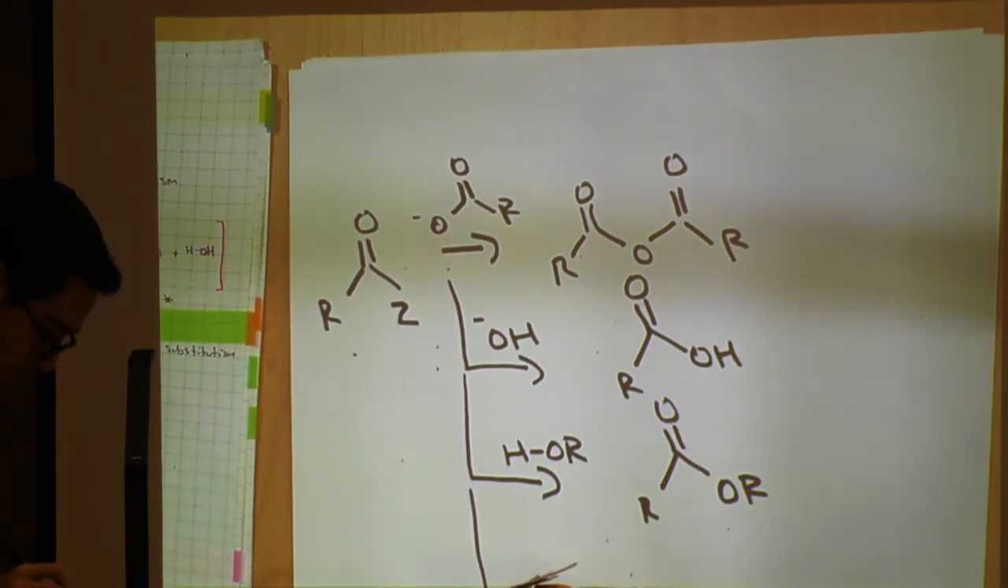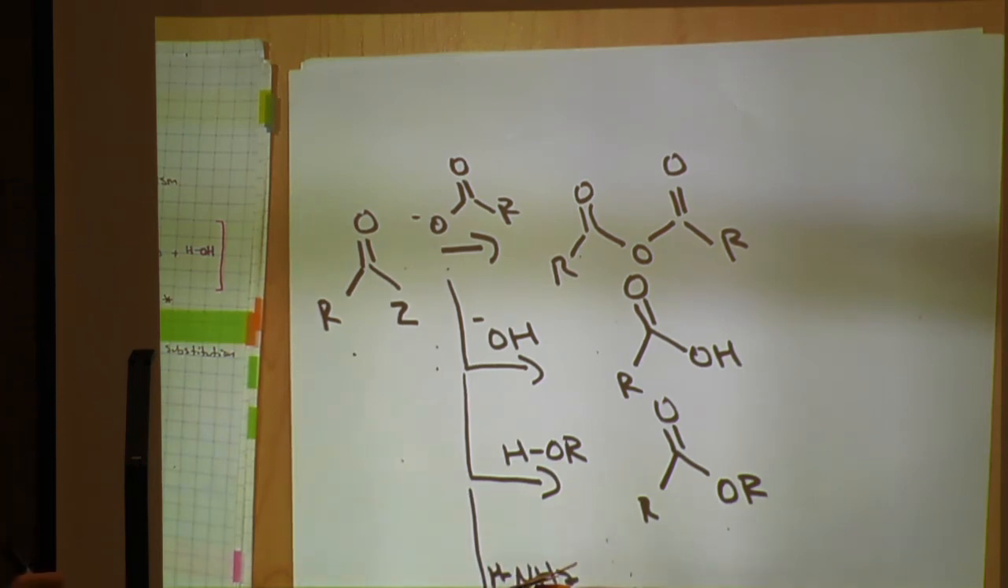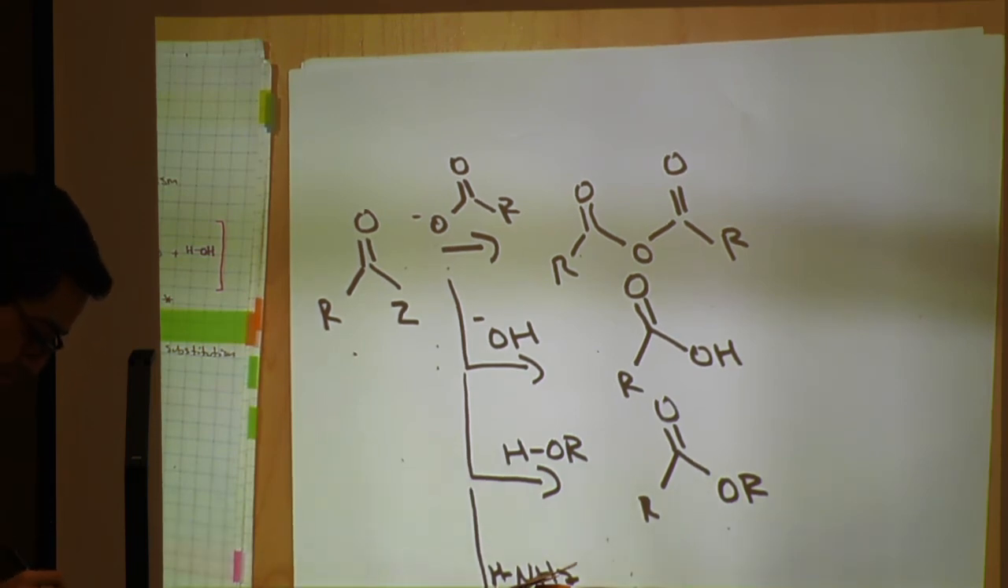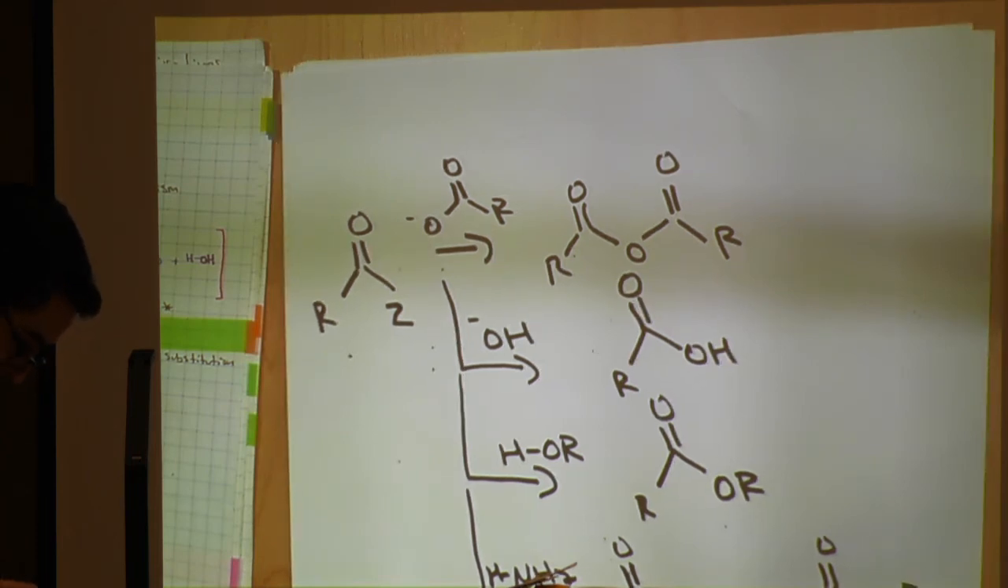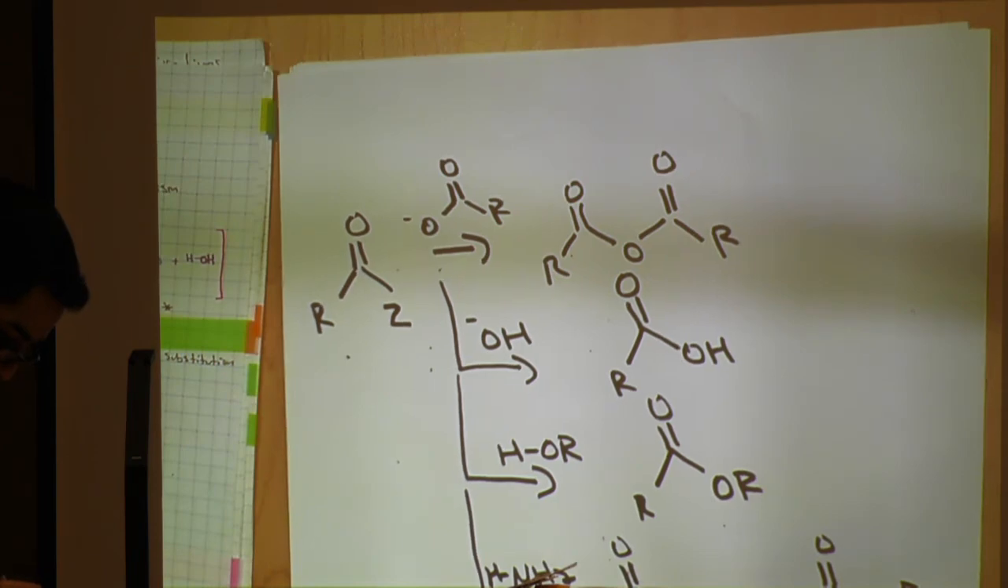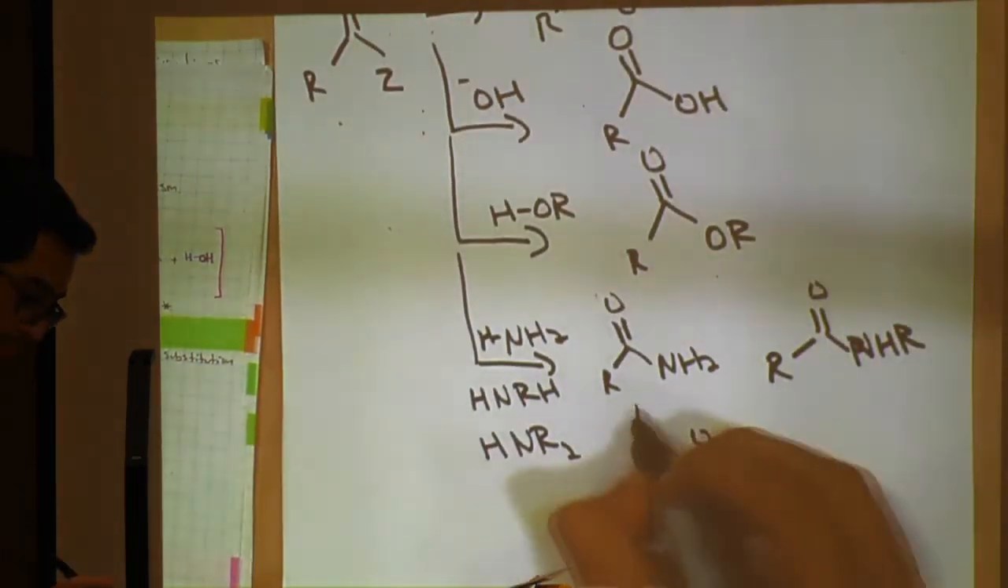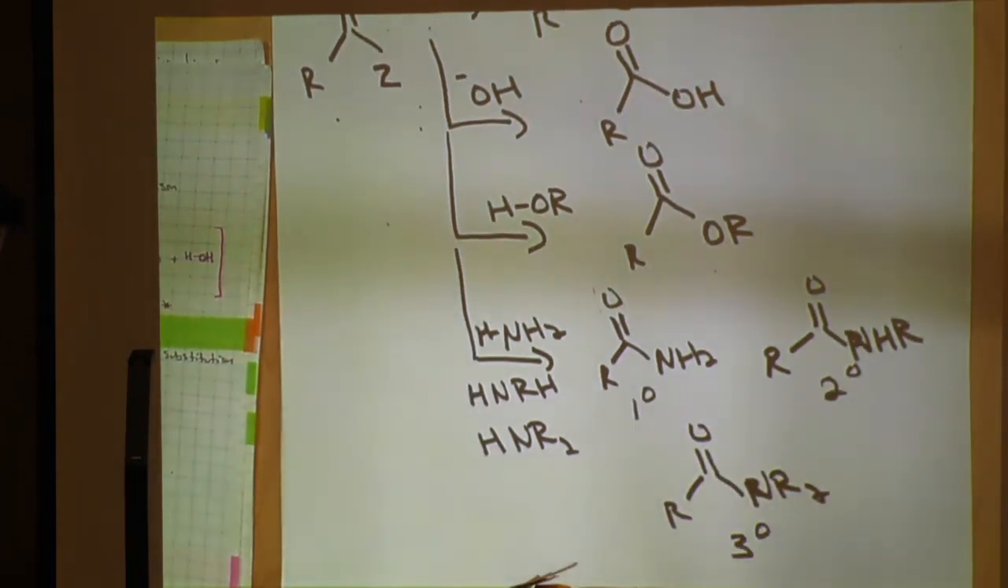And lastly, but not least, if we do amides, depending on the degree of the group, so if I have H and R, H and H, or R2, we'll produce NH2, R group, and NHR, or double bond R and R. So primary amide, secondary amide, or tertiary amide.